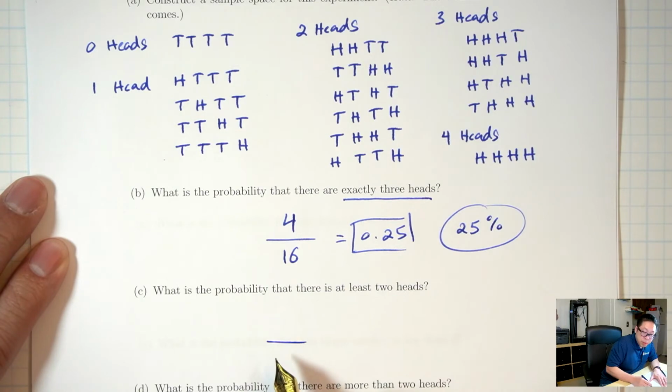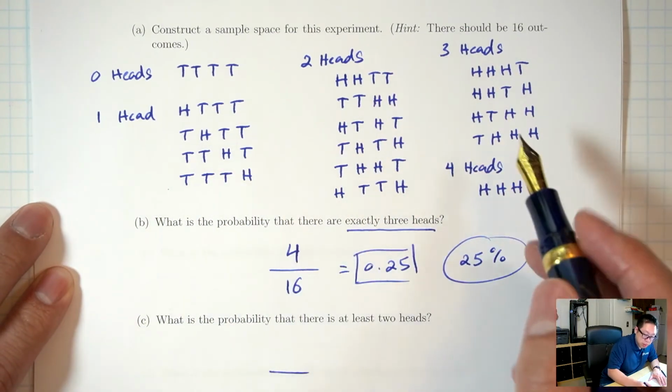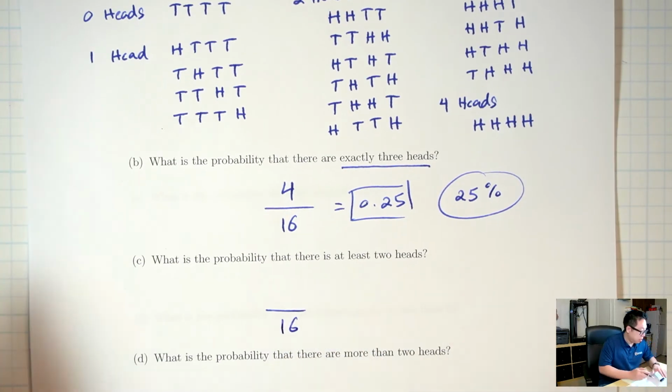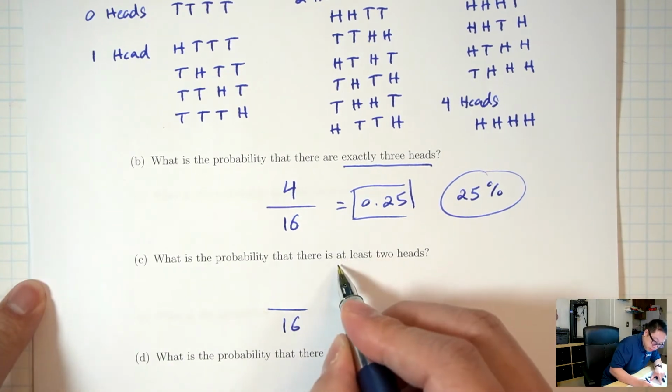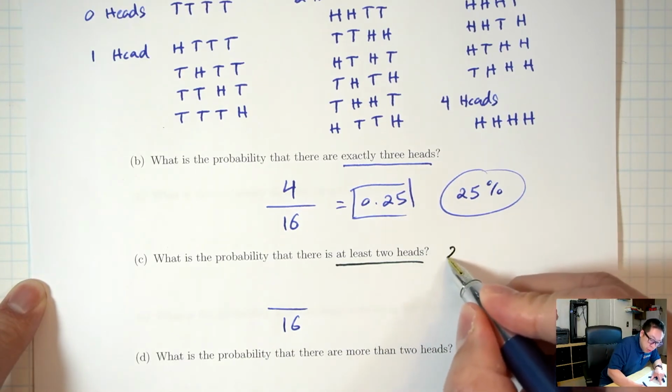Okay, so bottom should be the same, right? It should be however many are in the sample space, so there are 16. And then count how many have at least 2 heads. So what does at least 2 heads mean? What does at least 2 mean? So at least 2 means 2 or more, right? So when I say you have to be at least 21 to buy alcohol, right, that means 21 or over, right? So at least 2 means 2 or more.